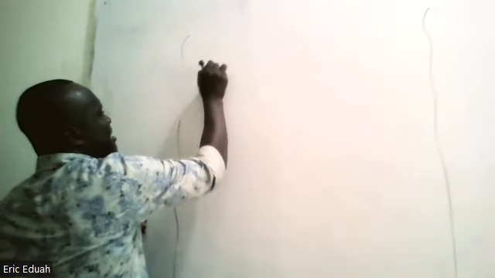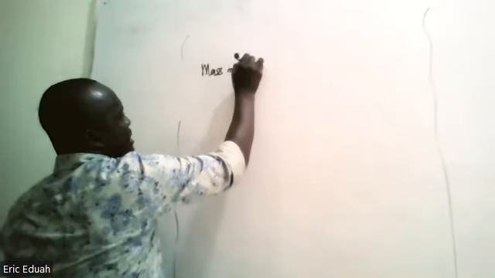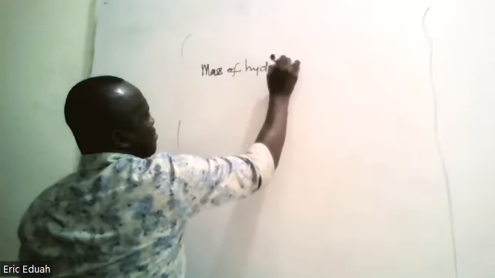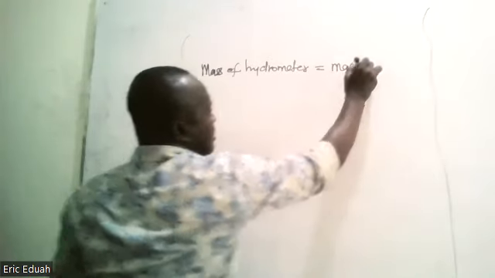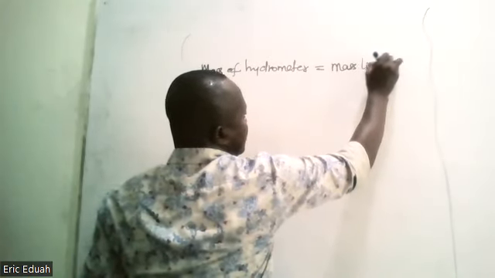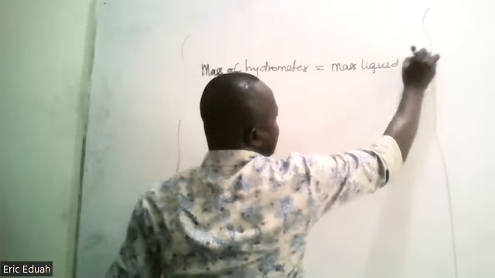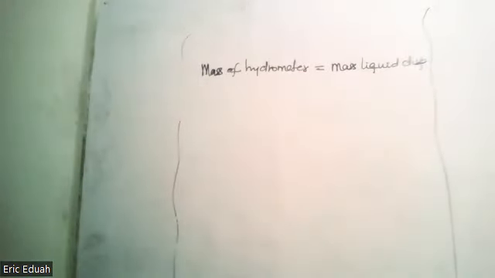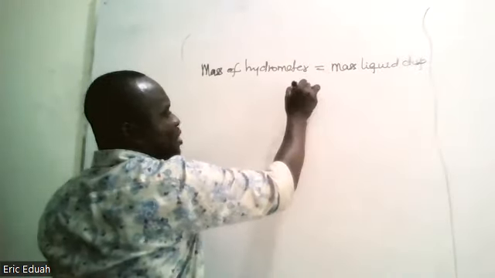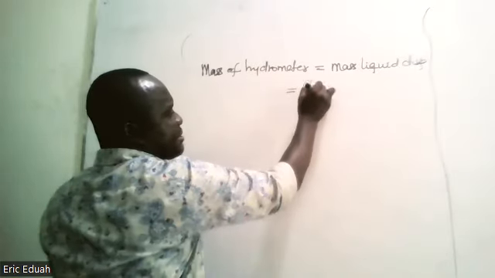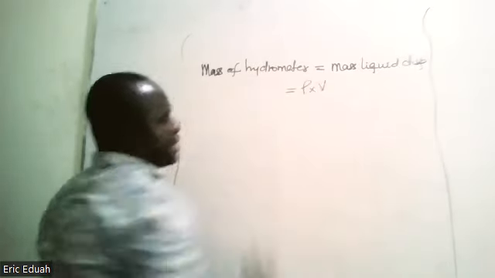So the first thing is that once the hydrometer floats in liquids, then it means the mass of the hydrometer must be equal to the mass of liquid displaced. Short. Mass of liquid displaced is equal to the density of the liquid times the volume of liquid displaced.